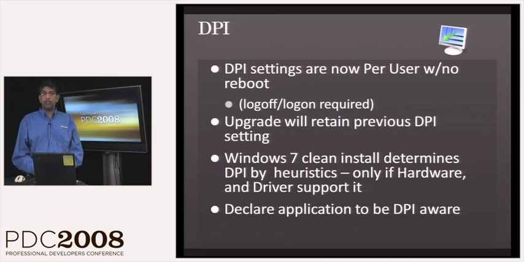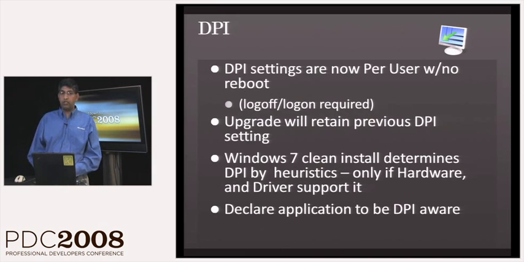The logic goes this way. If the hardware monitor and the driver that supports it support higher DPI automatically, then Windows will scale the DPI to 125%, or to what the driver and the monitor support. This means that there's a small percentage of people who will see a higher DPI by default.